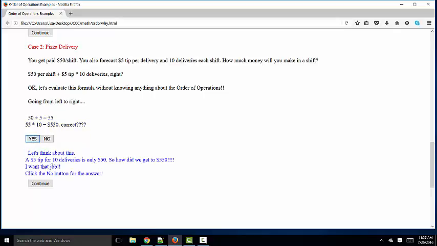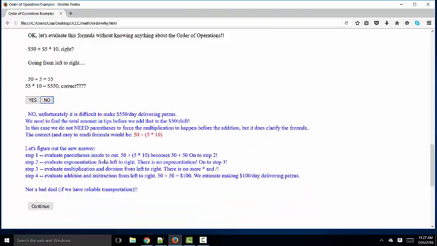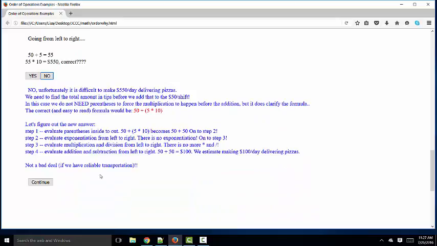If I say yes, well, of course not. Let's think about this. A $5 tip for 10 deliveries is only $50. So how did we get to $550? We got to $550 because we're calculating it incorrectly. So let's click no and look at the correct answer. Unfortunately, it's difficult to make $550 a day delivering pizzas. We know that. We're smart. We're humans. But the computer is not smart. It's going to do exactly what we told it to do.